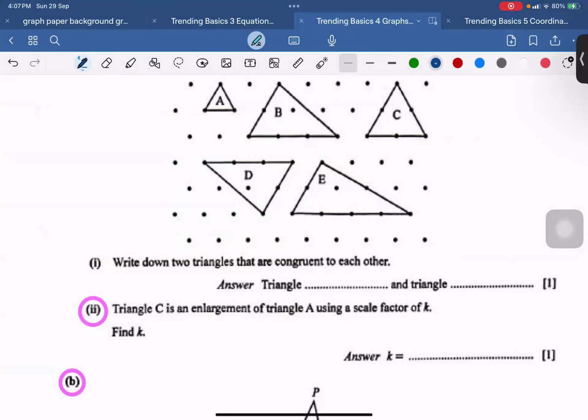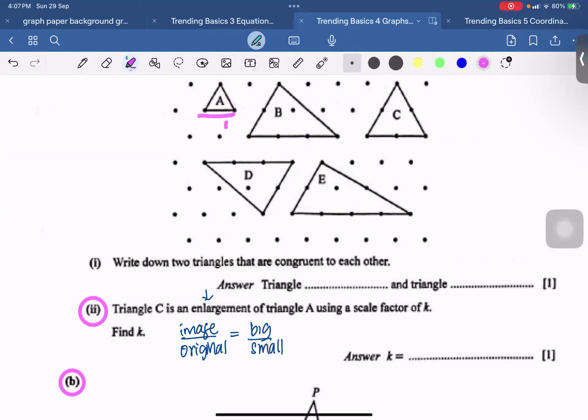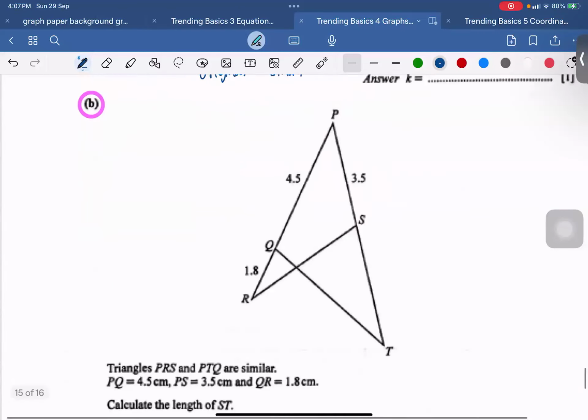So if I have my image, and this is an enlargement, it'll be big over small. Triangle A and triangle C. Maybe I don't count this, count the base. Triangle A is 1 unit. Triangle C is 2 units. So in enlargement, 2 over 1, which is 2, answer. By observation.